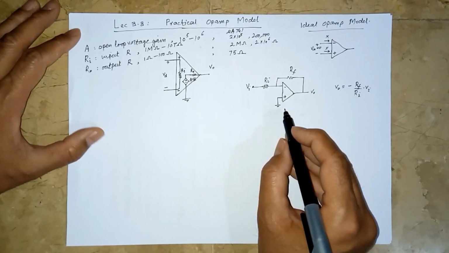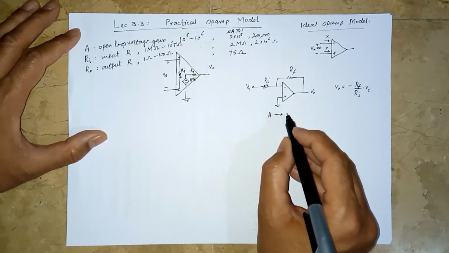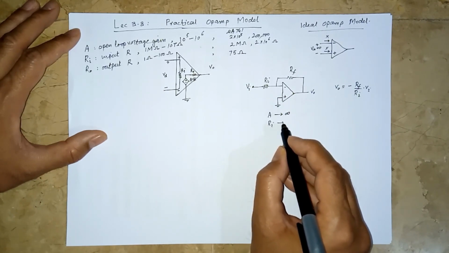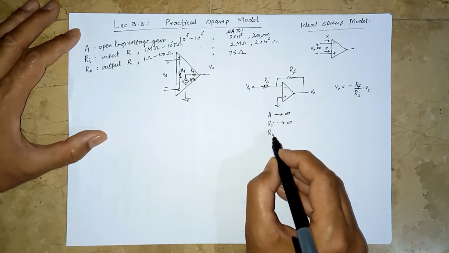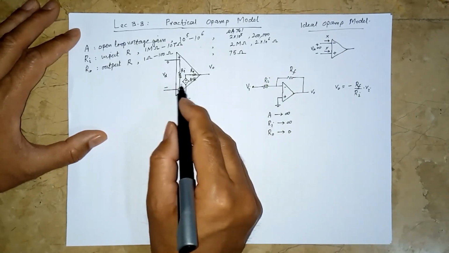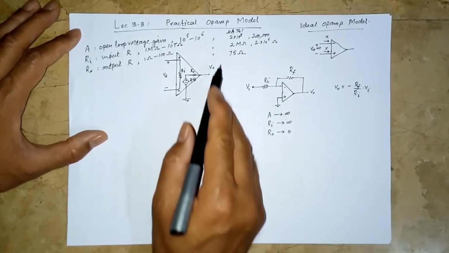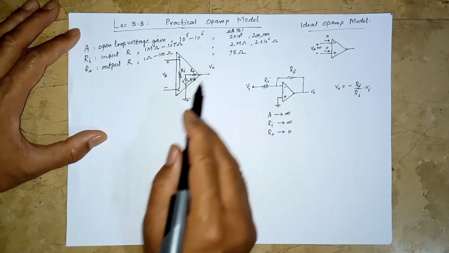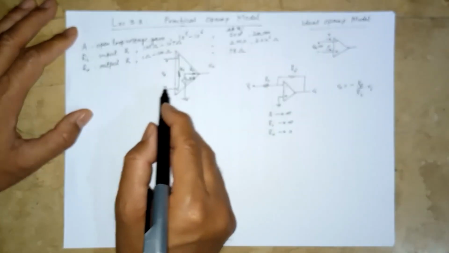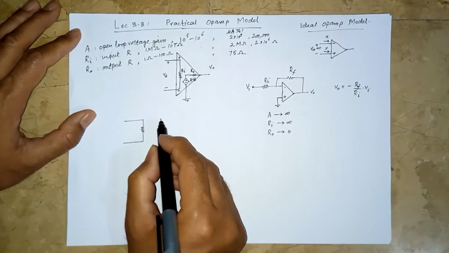In fact, if you look closely, in an ideal op amp, A is considered to be a very, very large, infinite value. Ri is also very large, infinity, and RO tends to 0. This is an ideal op amp model where these parameters are considered to be these. In reality, they are not so. A is a large value, Ri is a large value, RO is a small value, but they are still finite and there. So let us consider the same circuit and use this practical op amp model.